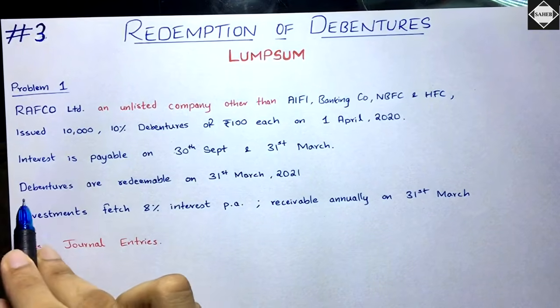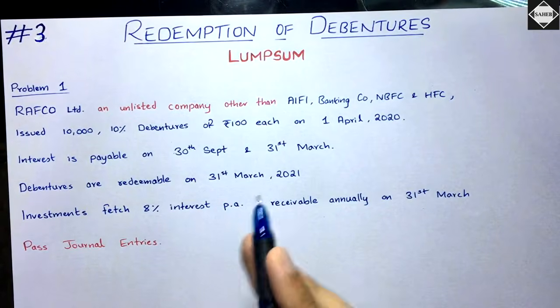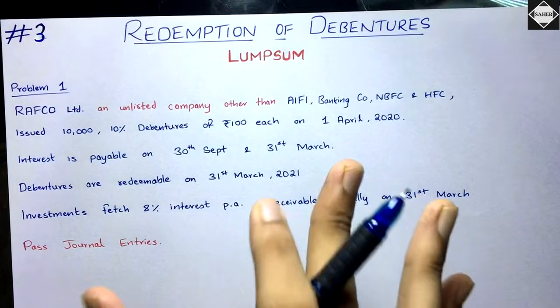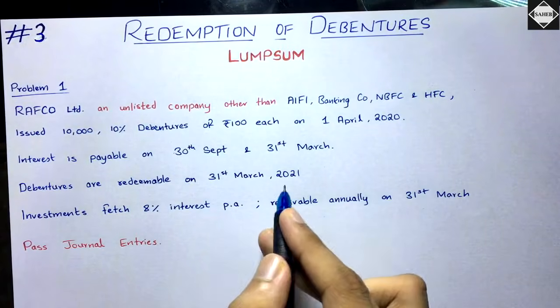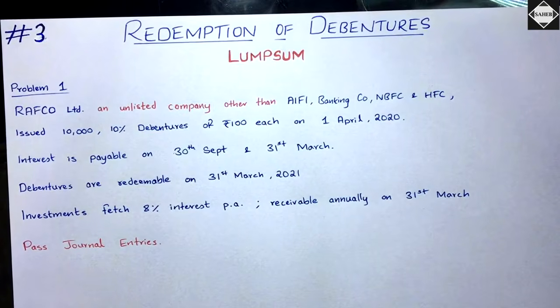See here, debentures are redeemable on 31st March 2021. So at the end of this year only the debentures will be redeemed. Yes, it's a simple question, a concept building question, so that's why it's very simple. Debentures will be redeemed at the end of this current year, 31st March 2021. Right now it's 1st April 2020. It will be redeemed in the end of this year.